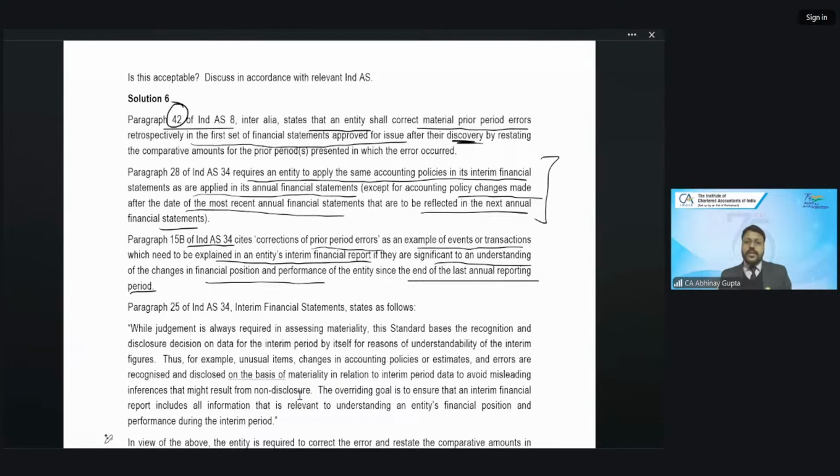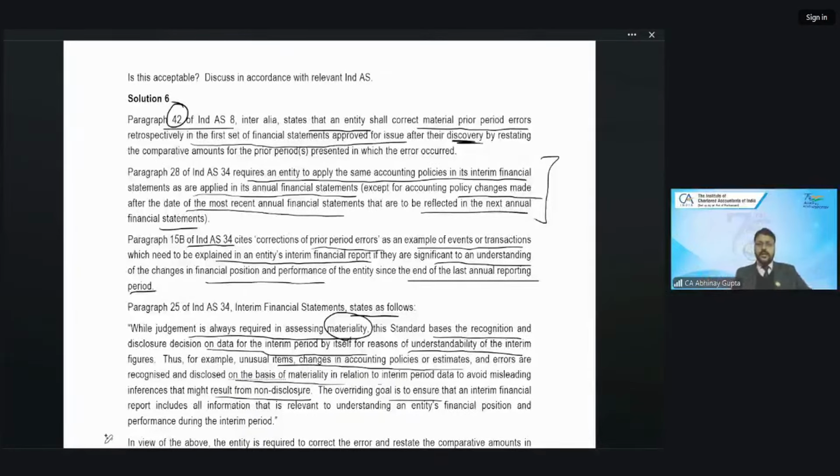So you are not only correcting the error, you are also explaining it in a note in your interim financial statements itself. That is a mandate. Then paragraph 25 of Ind AS 34 states as follows. While judgment is always required in assessing materiality, the standard bases the recognition and disclosure decisions on the data of the interim period itself, for reasons of understandability of the interim figures. Thus, for example, unusual items, changes in accounting policies or estimates, and errors are recognized and disclosed on the basis of materiality in relation to the interim period data, to avoid misleading references that might result from non-disclosure. The overriding goal is to ensure the interim financial report includes all information that is relevant to the understanding.